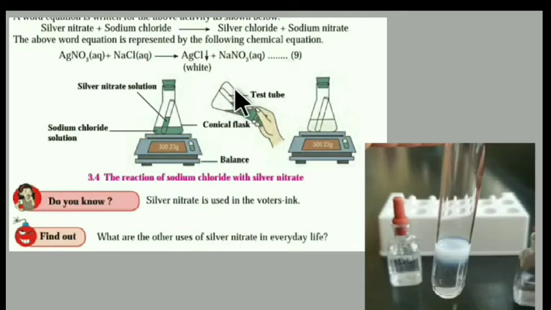Let us see the questions. Which change did you find? Did any insoluble substance form? Here, when the reaction happens between silver nitrate and sodium chloride, there is formation of a precipitate, that is the insoluble substance silver chloride, AgCl. And let's see, there is no change in the weight at the beginning of the reaction, and at the end of the reaction the weight is the same.